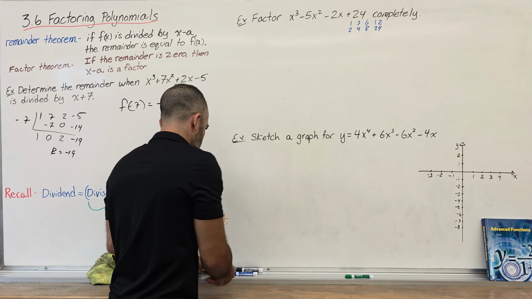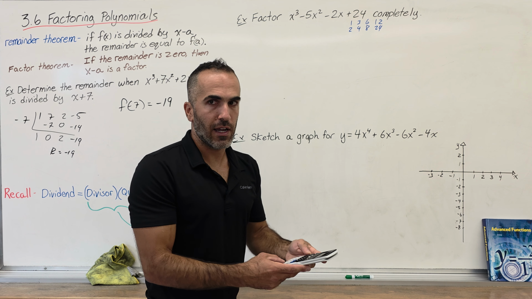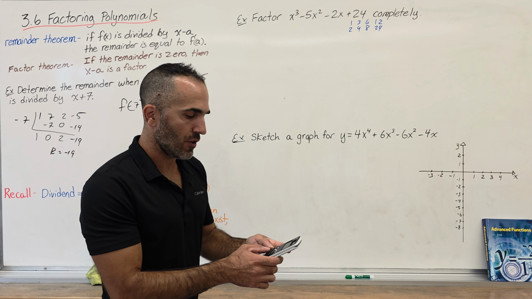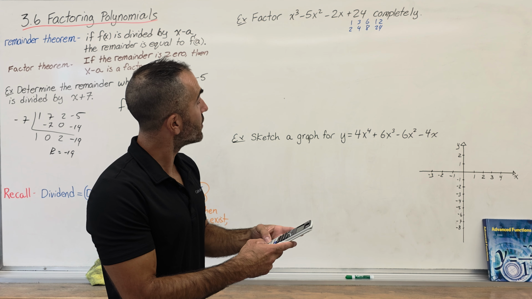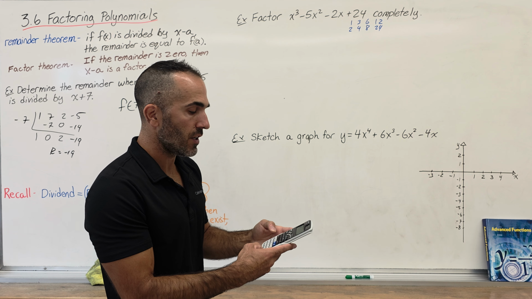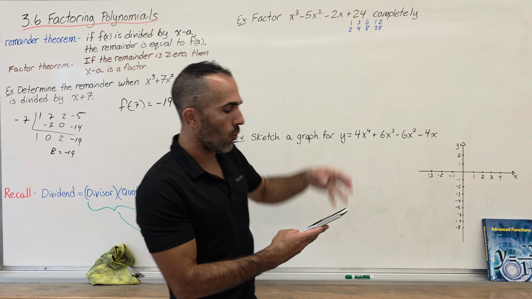But I'm going to get my calculator, and I'm going to use my answer button. I'll explain that after the video. I'm going to go answer to the 3 minus 5 answer squared minus 2 answer plus 24, hit equals. And then I'm going to set my answer to 1.